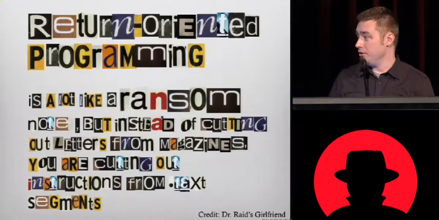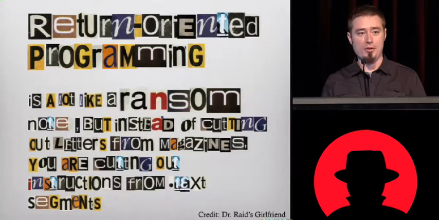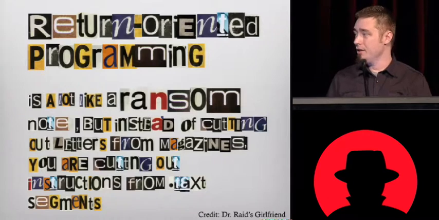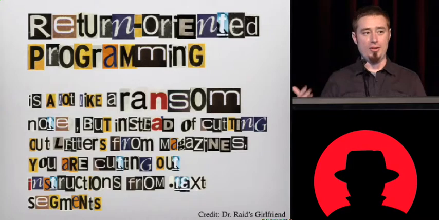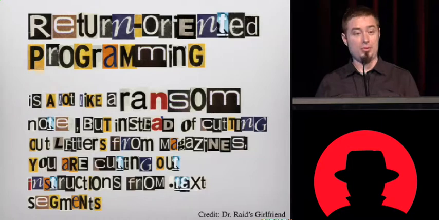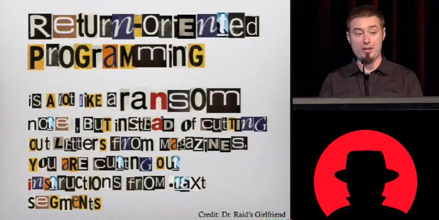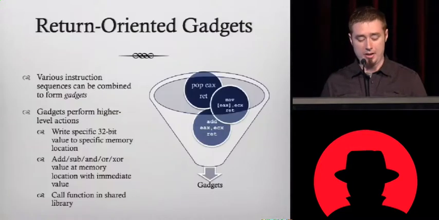So another way to understand this, to give credit to Dr. Raid's girlfriend, because Dr. Raid was writing a script to do this, and he explained it to her, and she's like, wait, that's just like a ransom note. And we're like, that's genius. Yes, exactly. So return-oriented programming is a lot like a ransom note. You're going through the newspaper, you're cutting out letters, and those are the unintended instruction sequences, and then you're combining them into words, and these are your return-oriented gadgets, to use the terminology. And then you combine those gadgets into an actual letter, or an actual note, and that's just like your return-oriented payload. So it's a really great way of explaining it.